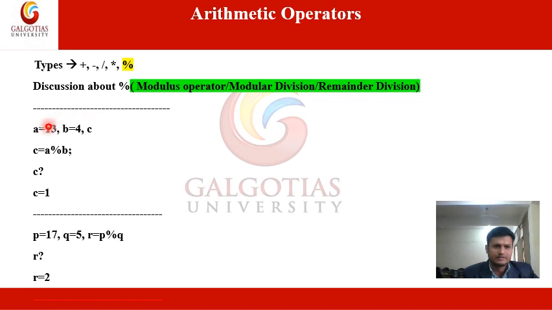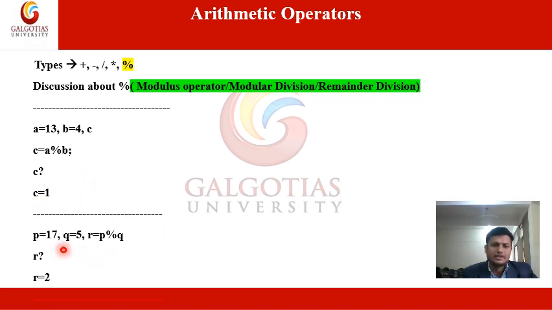So let us discuss what is the meaning of this operator. This operator is called remainder division, or modular division, or modulus operator. Suppose for example a equal to 13 and b equal to 4, and c is a simple variable, then c equal to a remainder division b. What is the meaning and working of this? A will be divided by b completely, there will be no division in points, and the remainder will be stored in c. For example, 13 divided by 4: 4 threes are 12, and the remainder will be 1. This 1 will be stored in c.